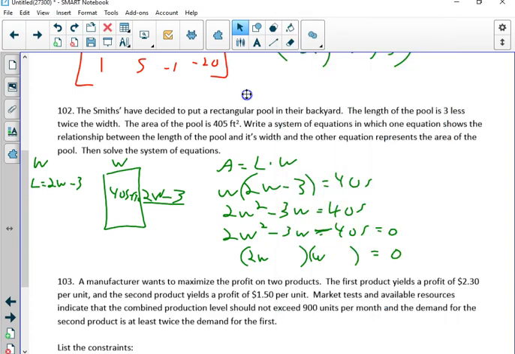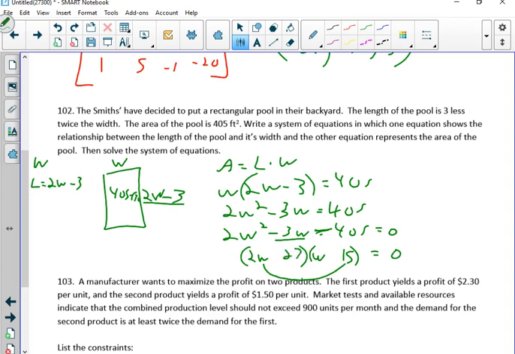Okay? So I need 15 and 27, and I need to get negative 3 left over. So if I do 15 here, that makes 30. Minus 27 is 3. But look, I want more negatives. So that's negative and that's positive. So what are my two answers? W equals, subtract 27, divide by 2.